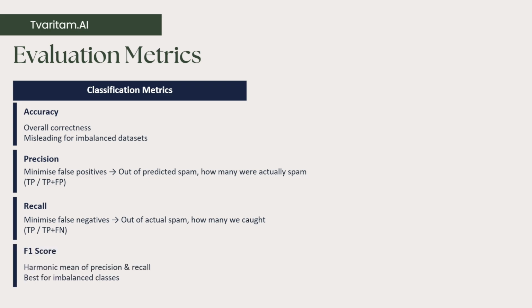Last is the F1 score, which is the harmonic mean of precision and recall. It gives a balance between precision and recall and is especially useful when you need a trade-off between the two.